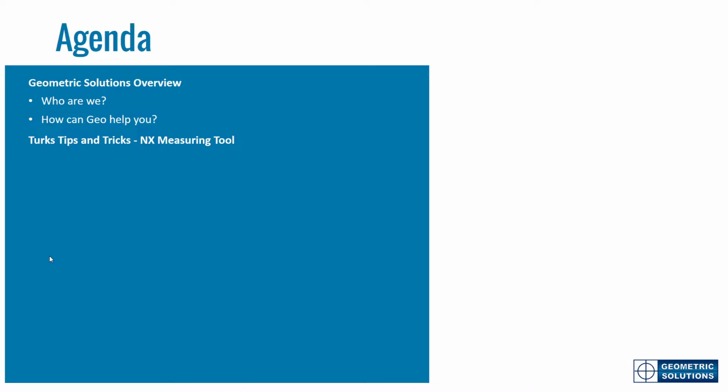This has been around for a while, but what we've found is that a lot of our customers have switched to newer versions of NX recently, and so they're struggling with the measuring tool. So I thought it'd be a good topic.